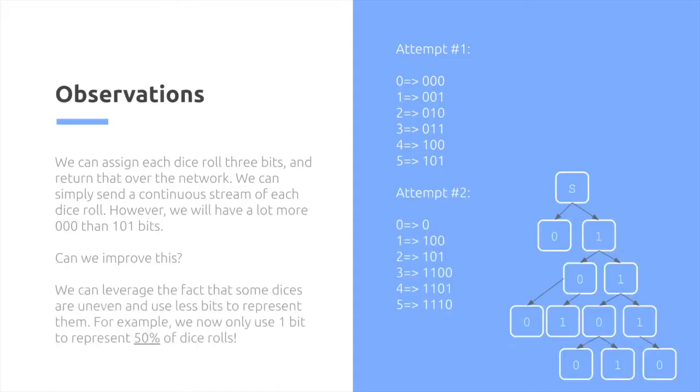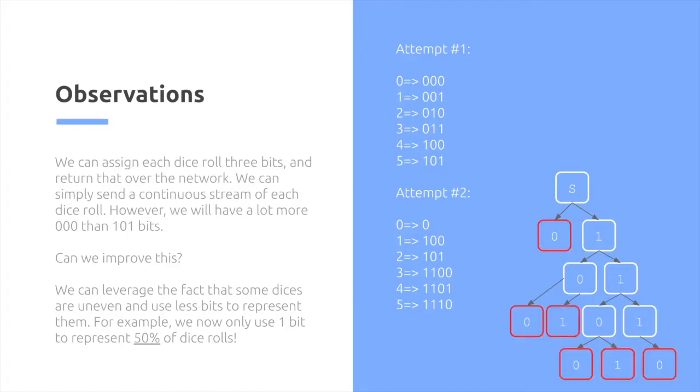We can leverage the fact that some dice are uneven, and use fewer bits to represent them. For example, we now know to use only 1 bit to represent 50% of dice rolls because the probability of getting face 0 is 50%. So using this new adaptation where 0 is 0, 1 is 100, 2 is 101, perhaps we have more bits for 3 to 5. But using this technique, we're able to save on data being sent over the network.